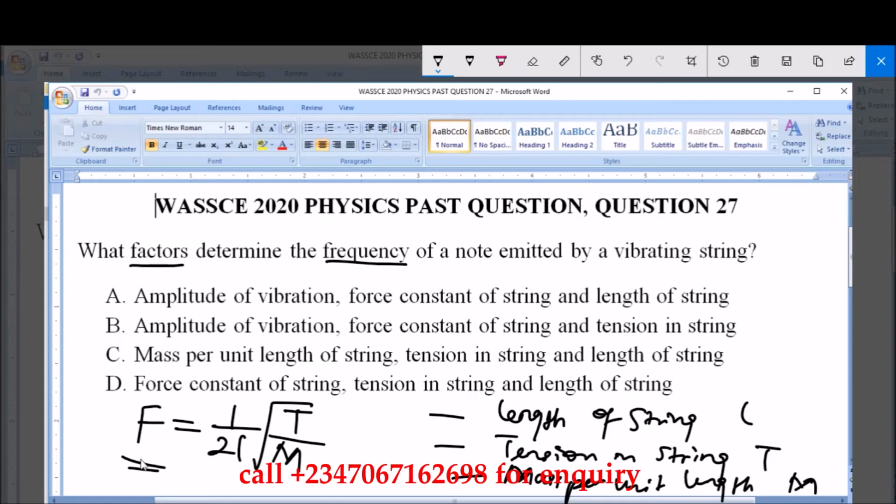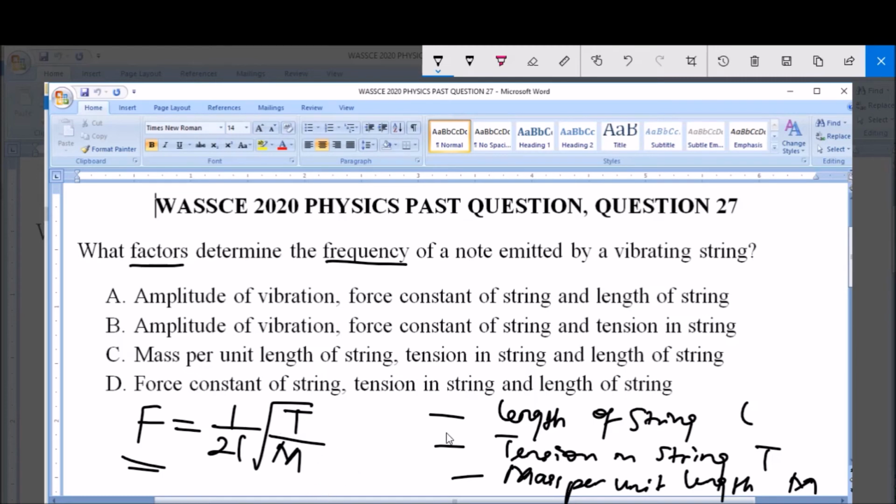And this is the formula for finding the frequency of a note emitted by vibrating string. This is the L, this is the tension, and this is the mass per unit length. So we have that F frequency is equal to 1 all over 2L multiplied by the square root of the tension all over the mass per unit length.